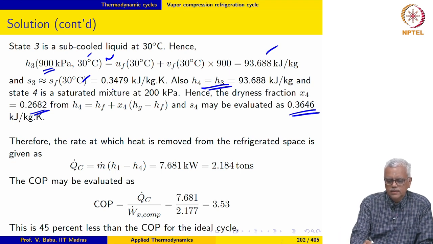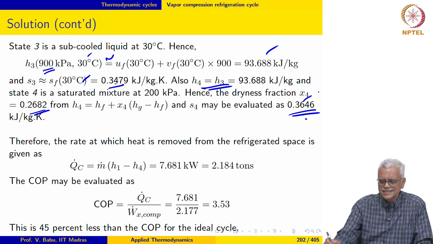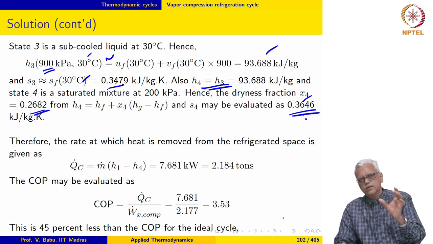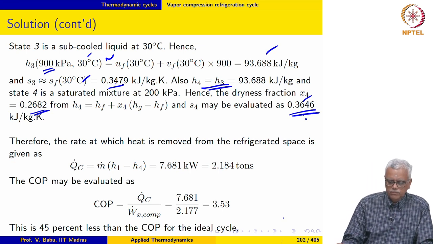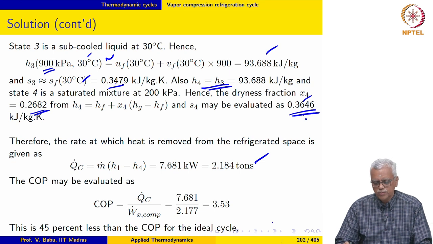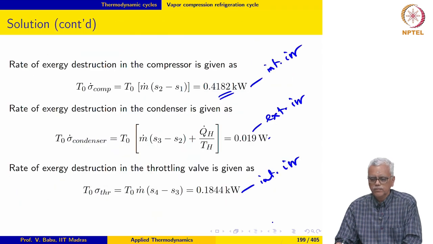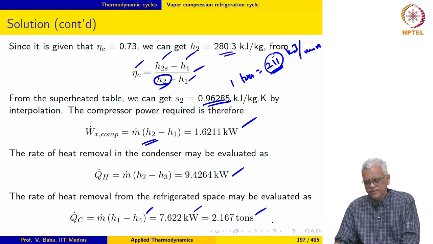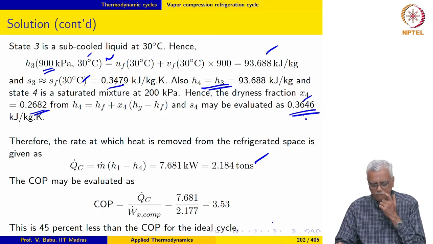So notice that from state 3 to state 4, the specific entropy increases as it should, because throttling is an isenthalpic process. So these are consistency checks that you can use when you are doing the calculation. Just make sure that the numbers that you are getting are what they ought to be, at least qualitatively. So rate of heat removal from the refrigerator space is 2.184 tons compared to 2.167 tons. So more heat is removed now. Mass flow rate of the refrigerant remains the same.